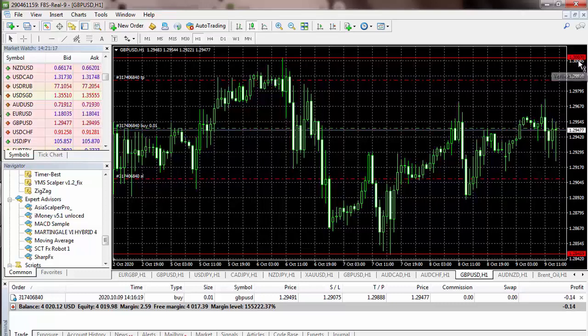This is 1.30070. Then this one is 1.8459. So that is that, telling you the highest high and the lowest low for what we can see on this chart.